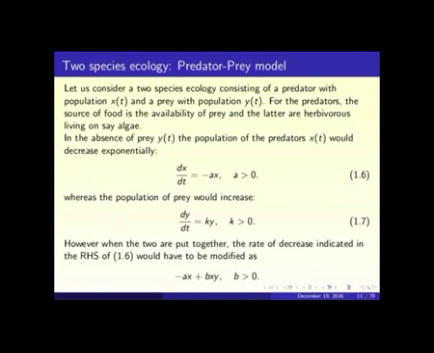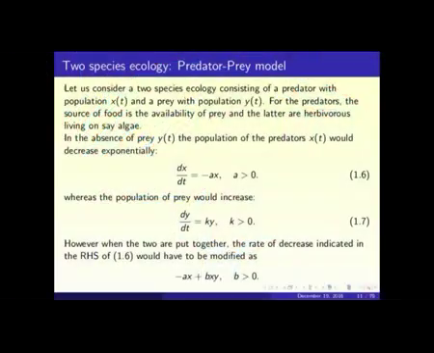On the other hand, if there are no predators, that is if x of t is not there, then there is nothing to stop the growth of population of the prey. The prey are herbivorous animals and their population keeps on increasing exponentially fast.